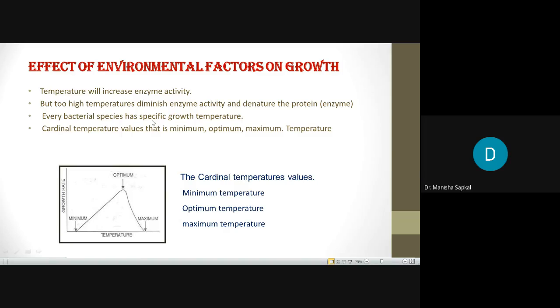Every bacterial species has its own specific growth temperature. As I told, optimum is the temperature required for the growth of the organism. Here the cardinal temperature values are minimum, optimum, maximum. These are the cardinal growth temperature values within which the organism shows its growth rate. So that is the first part under the effect of temperature on growth.